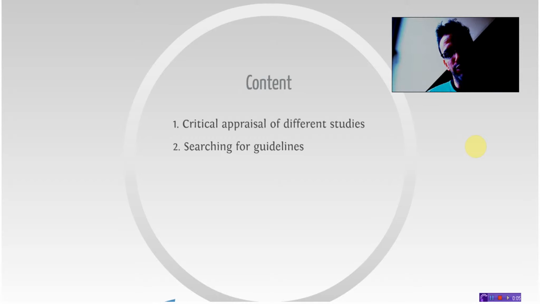We're also going to introduce this year searching for guidelines. We want to be able to help you identify collections of systematic reviews and primary studies that are called guidelines. These are developed to help us as clinicians, so that we don't have to go and look at all the primary studies and so on.